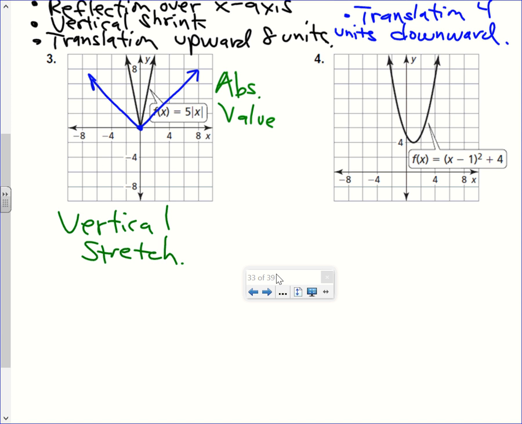Let's try number 4. Chang, what kind of family is number 4? There's 4 to choose from. Look in the back. Which one does it look like? Quadratic? All right.